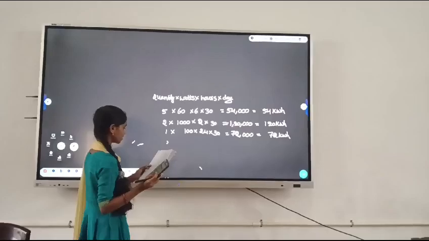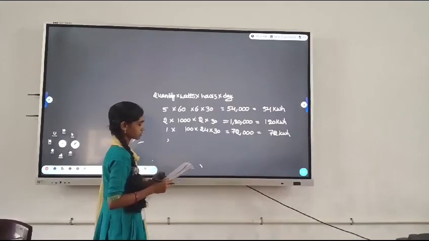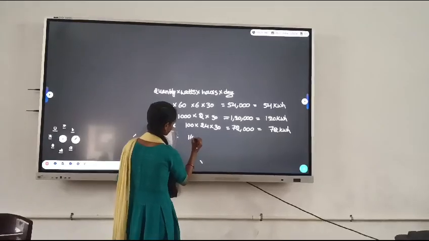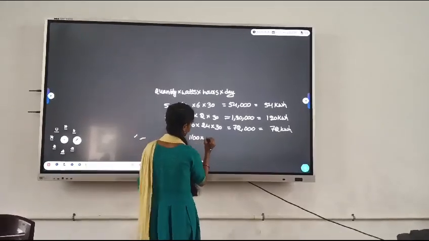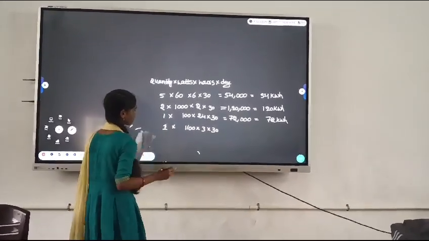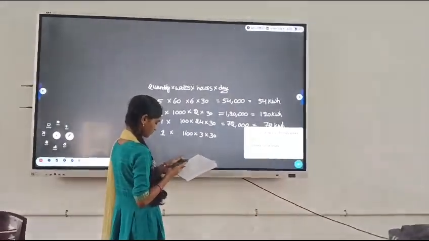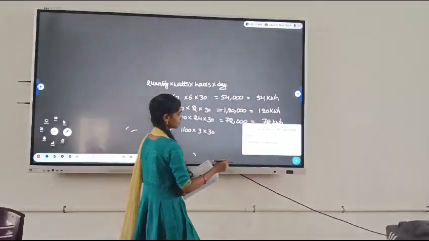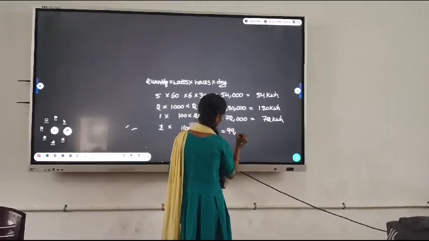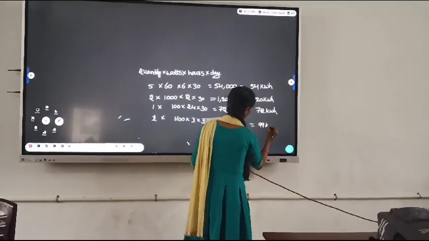The fourth appliance is a 1100 watt microwave oven for 3 hours. The watts are 1100, and the hours are 3 hours, and the days are 30. Here there is no quantity, so we have to write 1. So 99,000. Kilowatt hour.